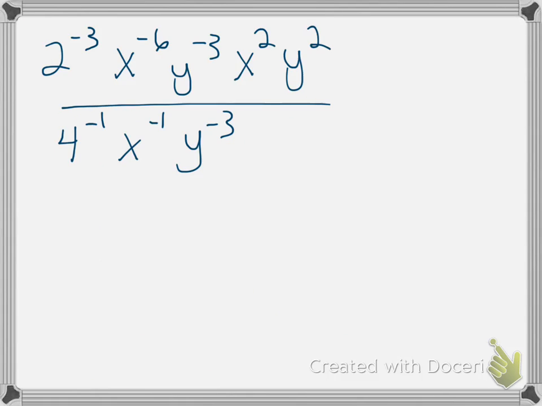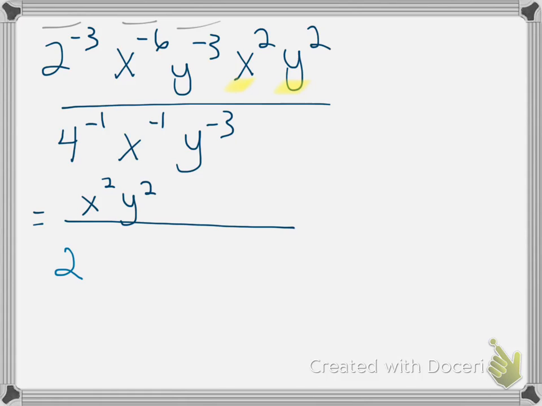Okay, now we can start dealing with our negative exponents. So let's go ahead and do that. On top, you'll notice this x squared and y squared have positive exponents, so they will simply stay right where they are. All of these other terms that we've got going on, this 2 to the -3, x to the -6, and y to the -3, all of those are definitely going to go to the bottom. They can change position on the fraction.